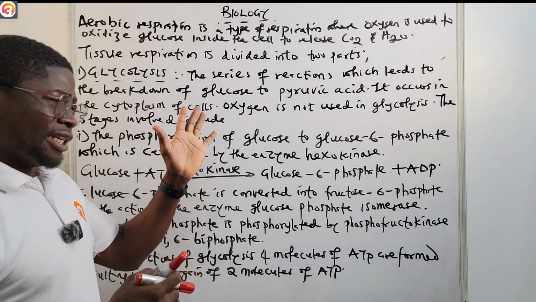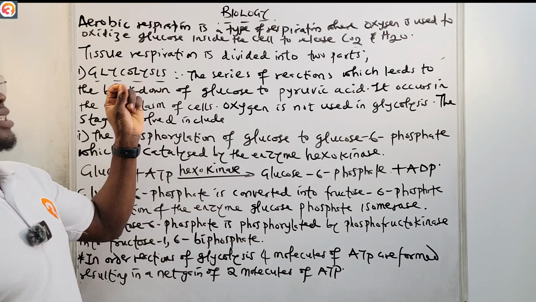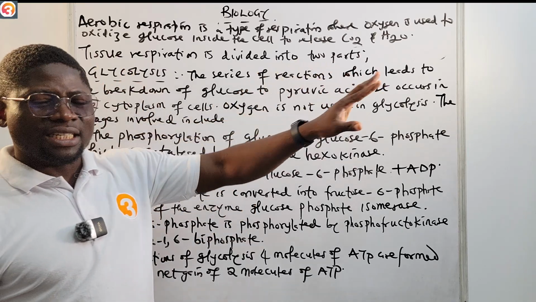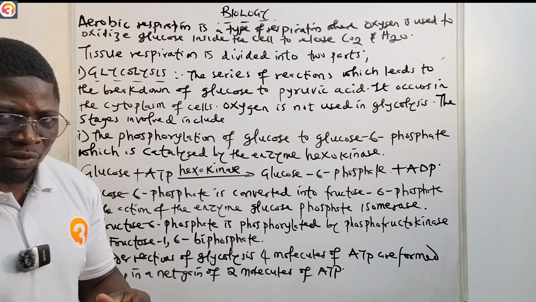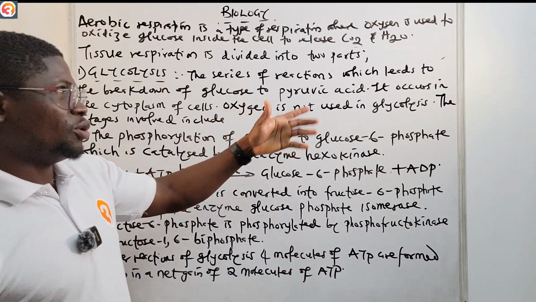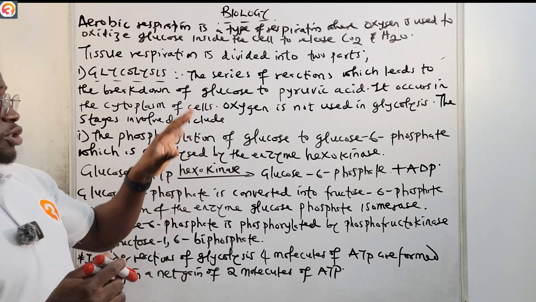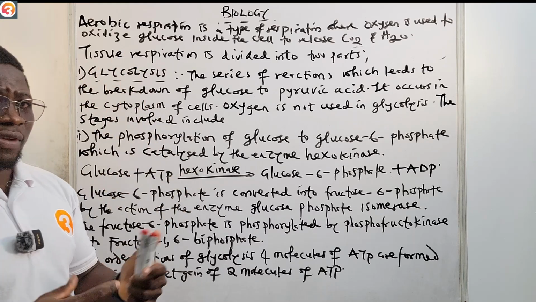So in aerobic respiration, oxygen is needed. Aerobic respiration is a type of respiration where oxygen is used to oxidize glucose, that is the food, to release energy inside the cell, and CO2 and H2O are also released. Please take note of that. Write it down, it is very important.